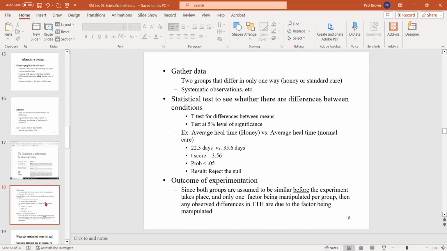But for hypothesis testing in statistics, that is not the question you're asking. The question you ask is, how likely is it that I would get a sample equal to 22.3 if the true mean was 36.5? That's the question we look at in hypothesis testing.